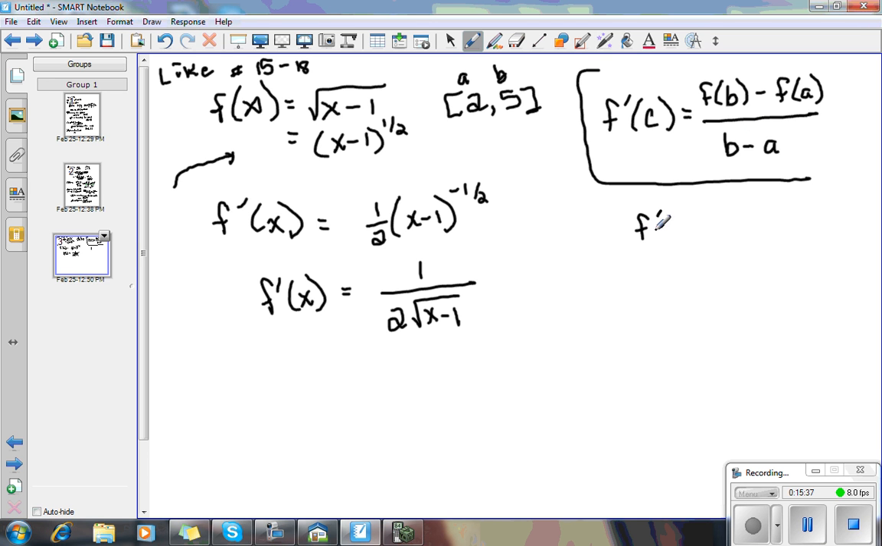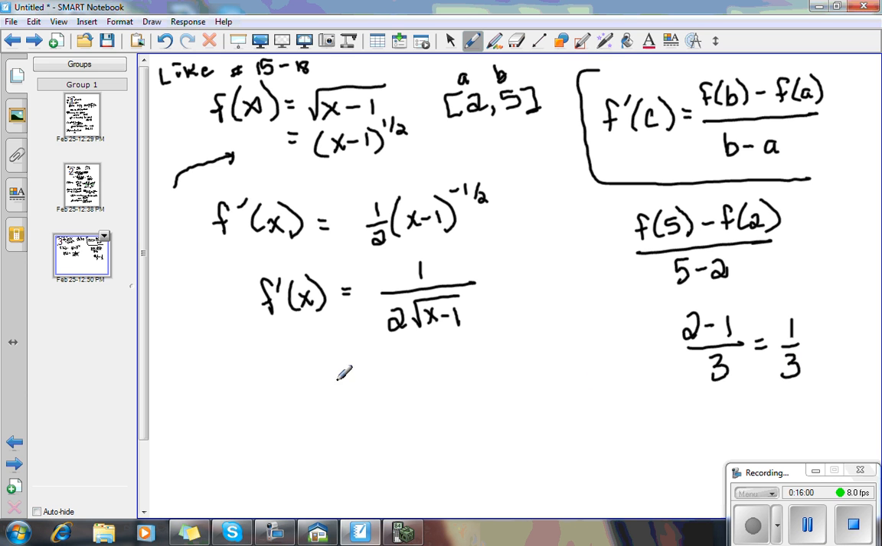So I'm looking for f of 5 minus f of 2 over 5 minus 2. Well, f of 5, if I plug a 5 in here, 5 minus 1 is 4, square root of 4 is 2. Plug in a 2, and you get square root of 1 is 1. I took that interval on purpose, can you tell? So we get 1/3. So then I'm looking for what value of c would this be true, equal to 1/3, which is this part over here. So I'm solving for this now.